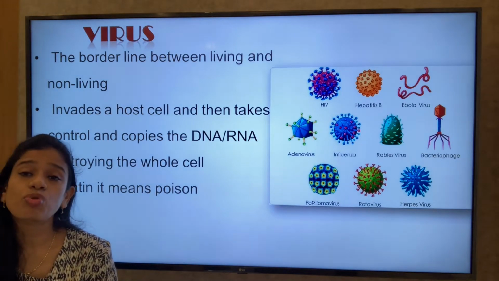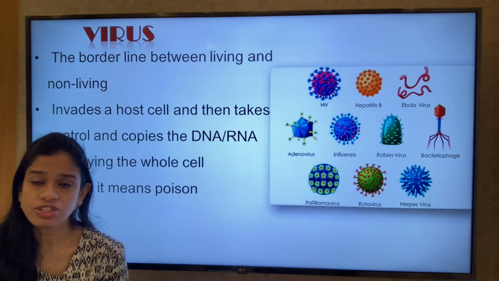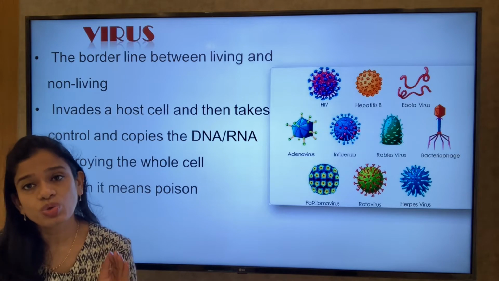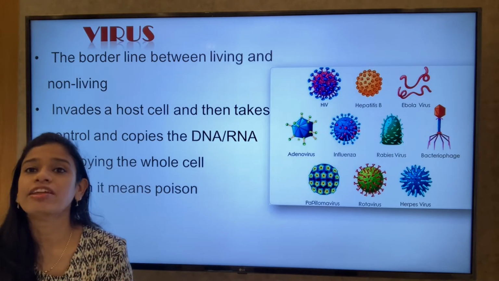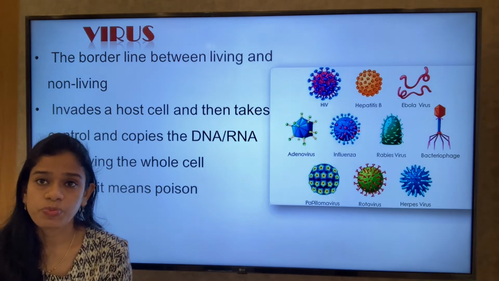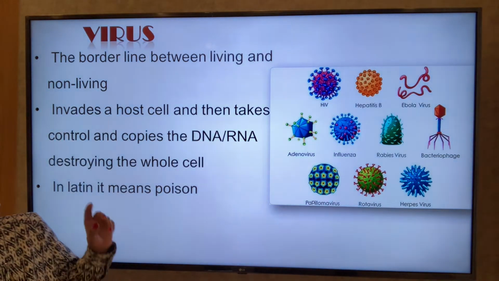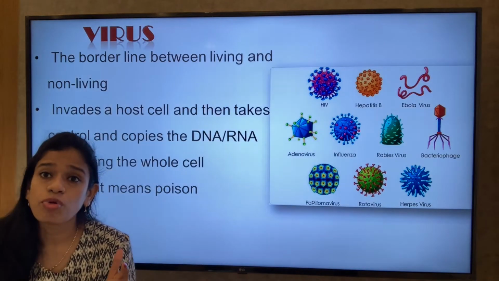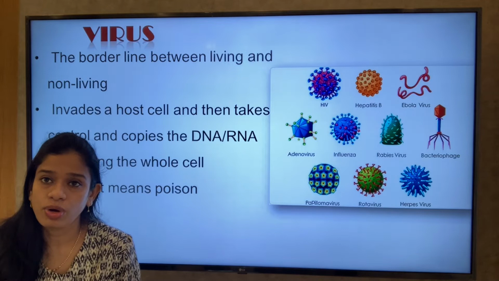And the last type of microorganism we come to is the virus. This is the most dangerous of all the microorganisms. It does not do any good to any living things. It is mostly harmful in nature. Let's see what the characteristics are. They are the borderline between the living and the non-living. Why is it called the borderline?